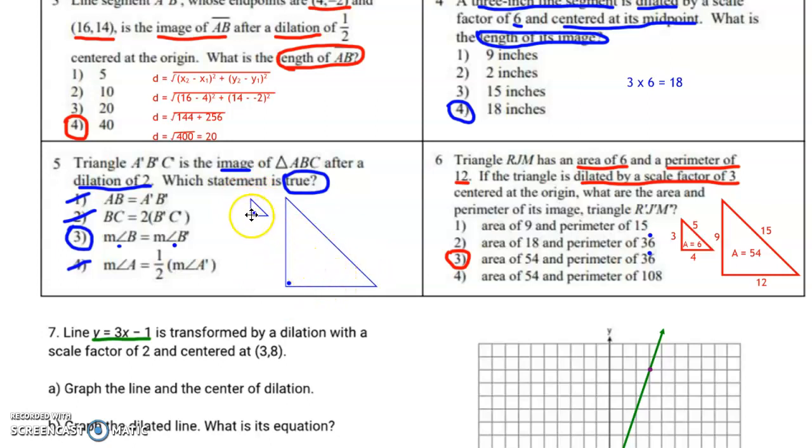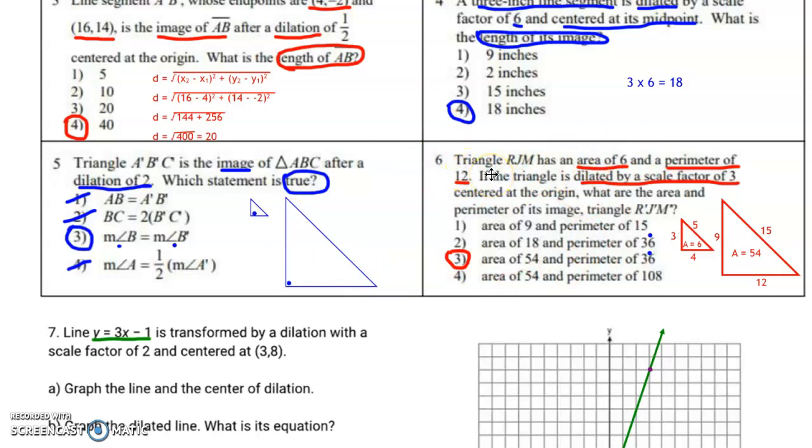So this angle happens to be 90 here. This angle also happens to be 90. I've made the triangle bigger, but the angle measurements stayed the same. So the measurement of angle B is equal to the measurement of angle B prime, regardless of what happens to the actual sides. For question 6, it gives us area of 6 and perimeter of 12.